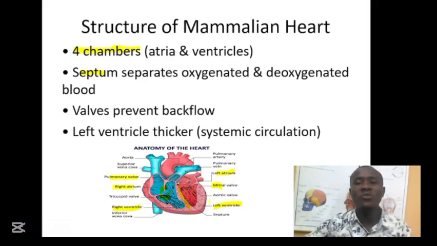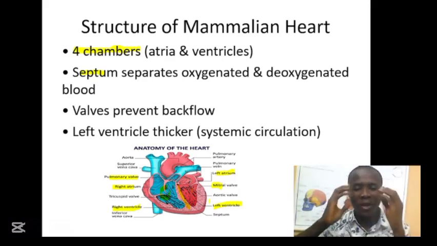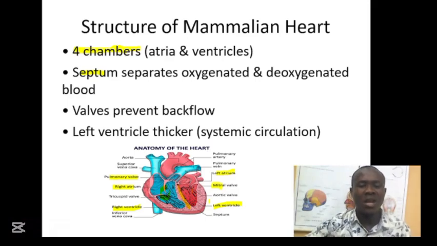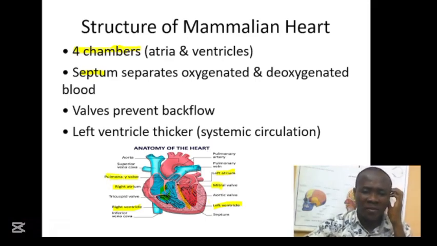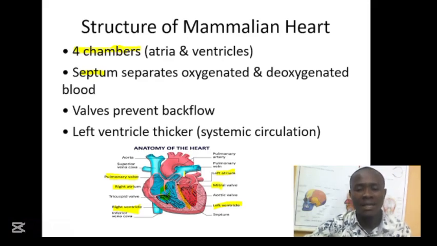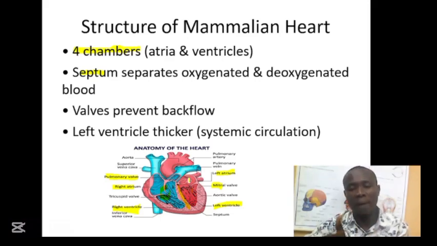We have another two valves which I almost forgot about. They are also very, very important. One is the pulmonary valve. This pulmonary valve is found between the right ventricle and the pulmonary artery. And we have another valve called the aortic valve. Mind you, it is found between the aorta and the left ventricle. So the valve between the aorta and the left ventricle is called the aortic valve.